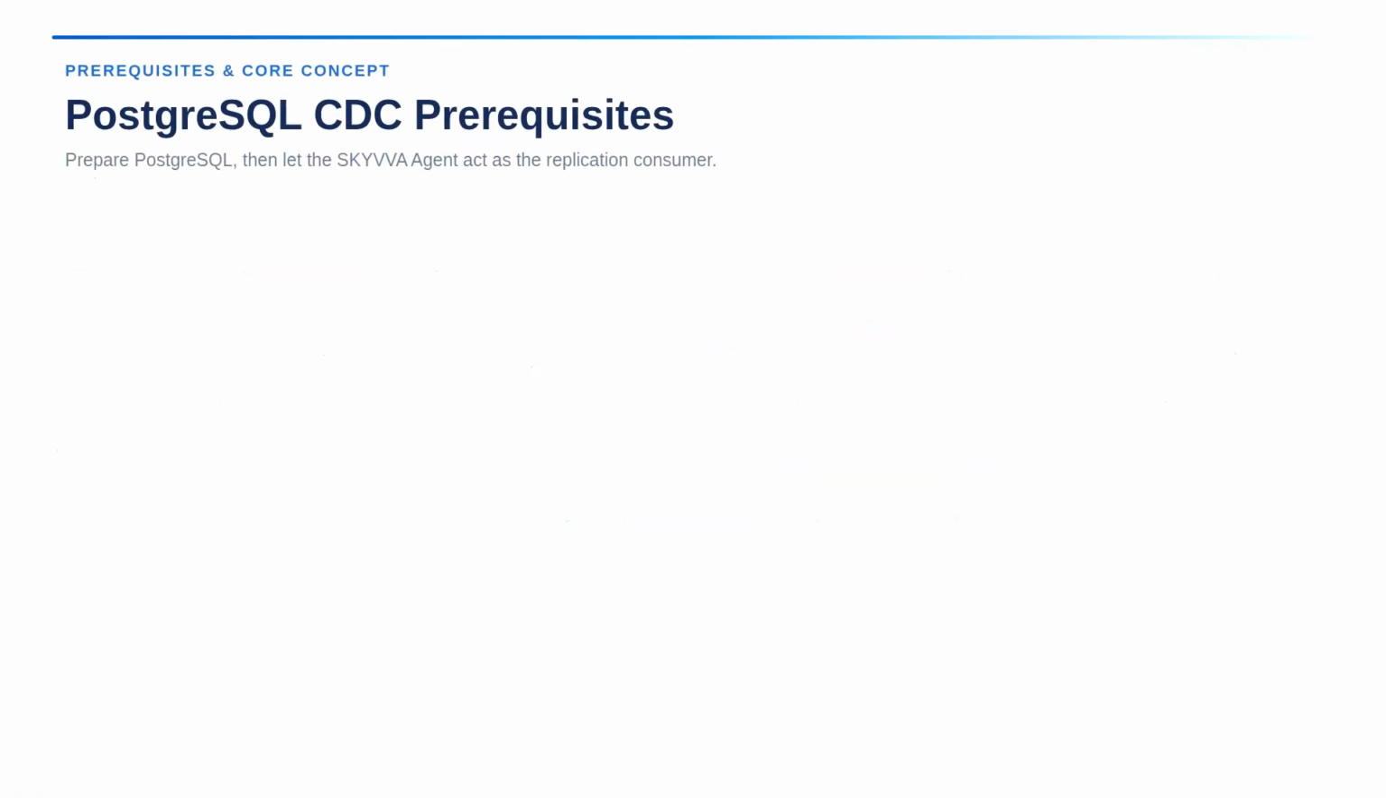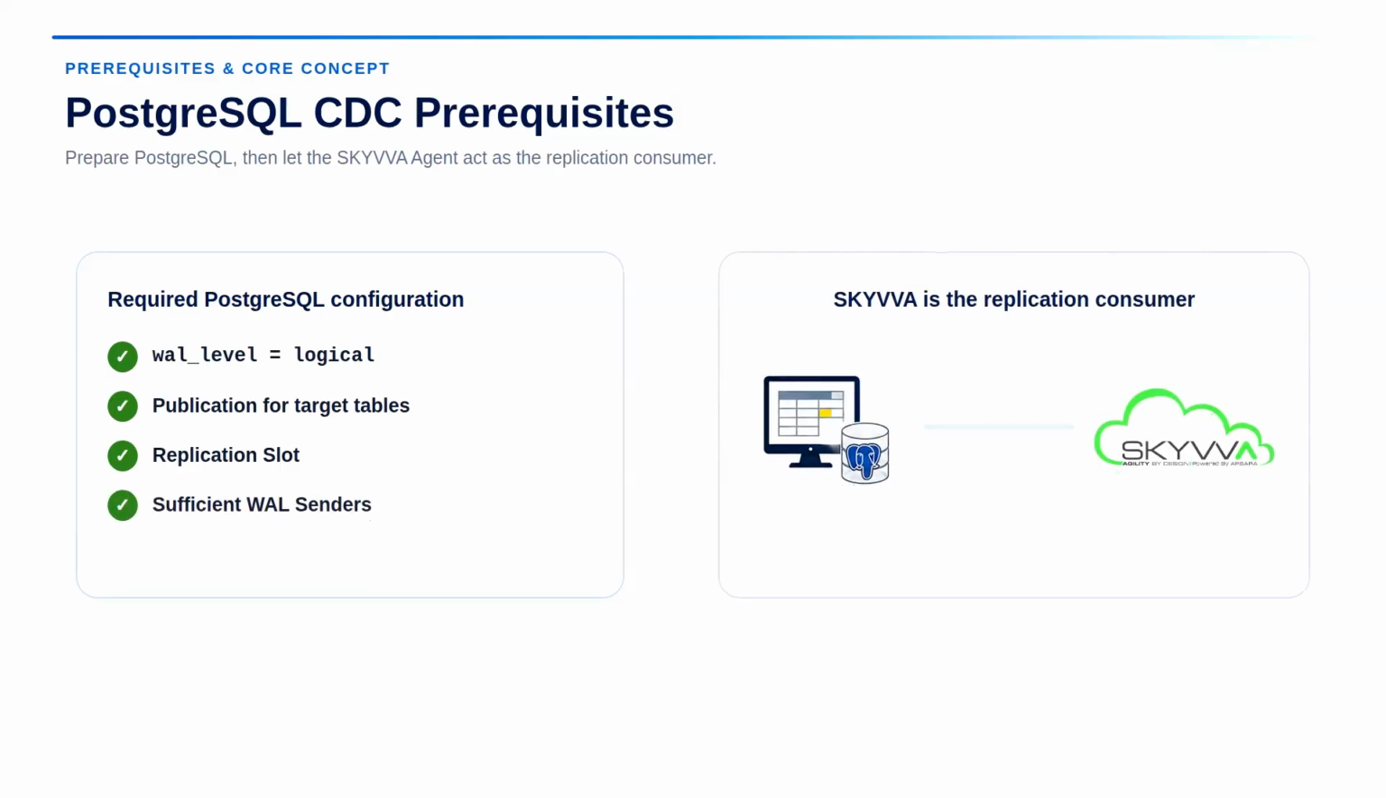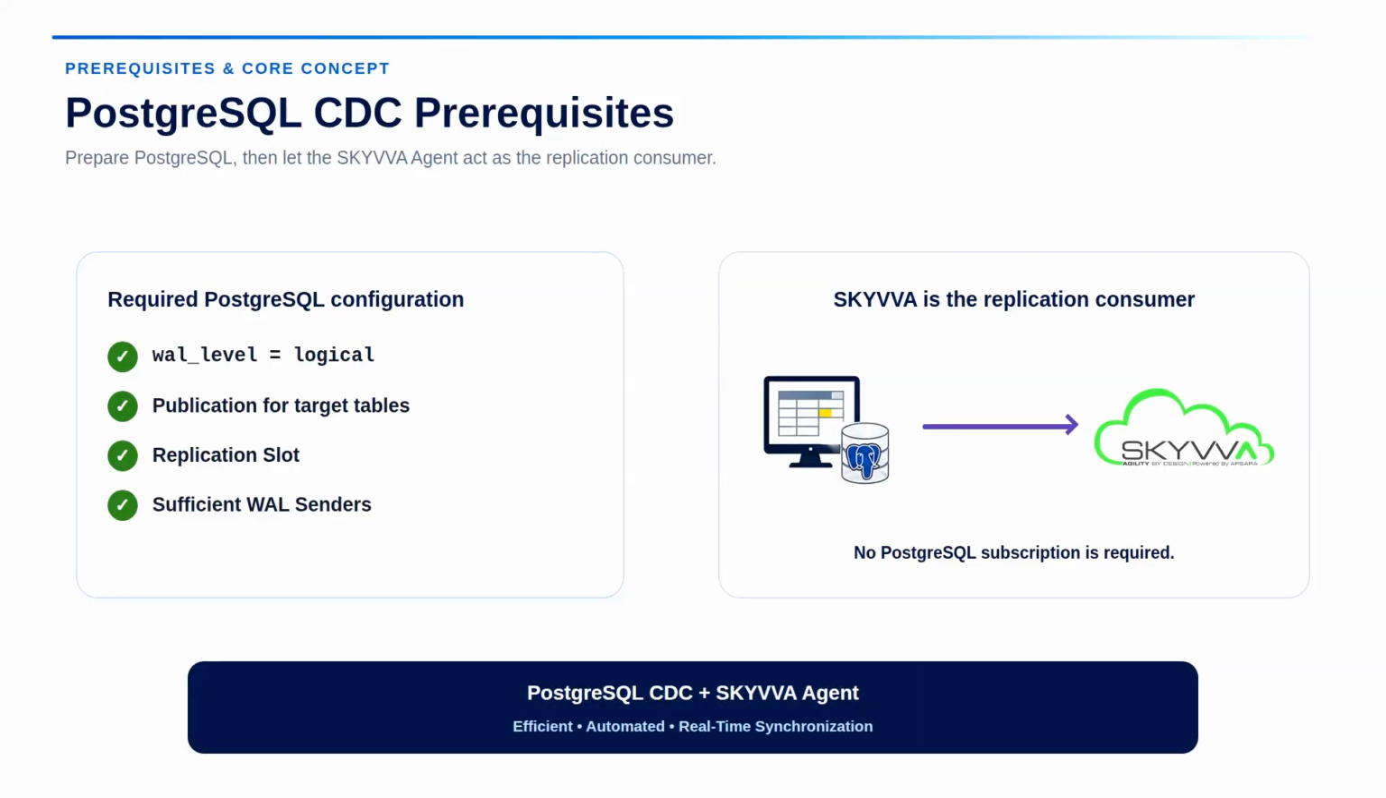To support this flow, PostgreSQL must have wal_level set to logical, a publication for the target tables, a replication slot, and sufficient WAL senders. The most important point is that no PostgreSQL subscription is required. The SKYVVA Agent itself acts as the replication consumer and handles the CDC streaming process.